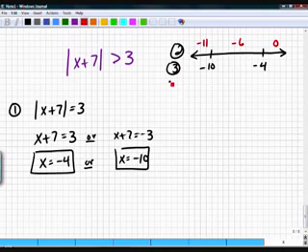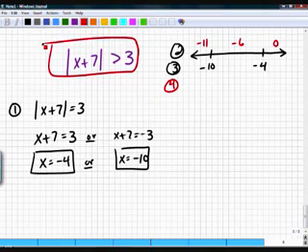Next, we're going to test. This is step 4. Test these numbers and see which one of them works. When I say test it, we're going to go back to our original problem. We're going to plug those 3 numbers in, and we're going to see which of those numbers work. We're going to plug in negative 11. Here's negative 11. Absolute value of negative 11 plus 7 is greater than 3. We're going back and we're taking this number, we're plugging it in.